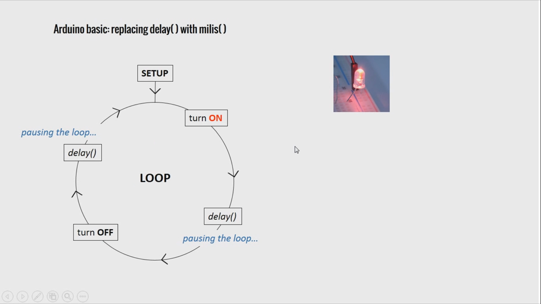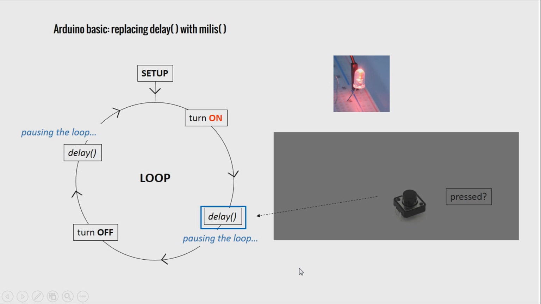The problem with the delay function is that its usage is very restrictive. Let's say we want to add a button whose function is to stop the blink. The way a button or any sensor works in an Arduino is by monitoring the status of the button during the loop. However, when a delay happens, all processes in the Arduino are paused, so the Arduino will not know that the button is pressed, so practically the button becomes useless.